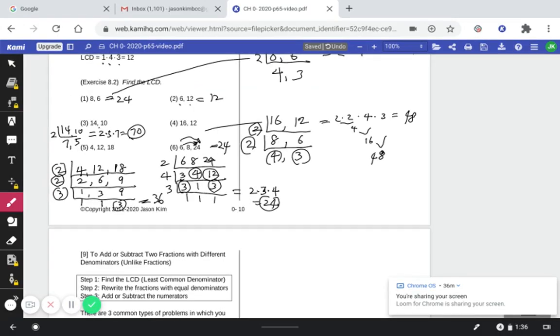Okay. So this video was to try to find the sum when you have a common denominator, and finding the LCD when you do not have a common denominator.